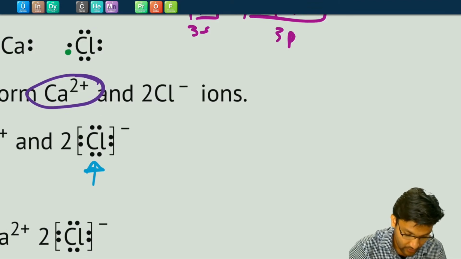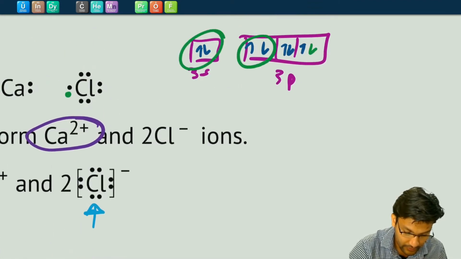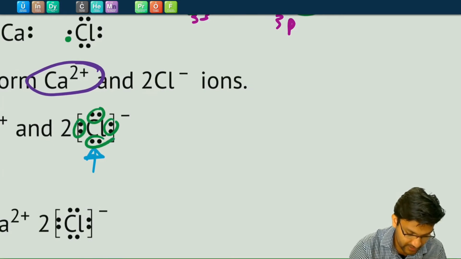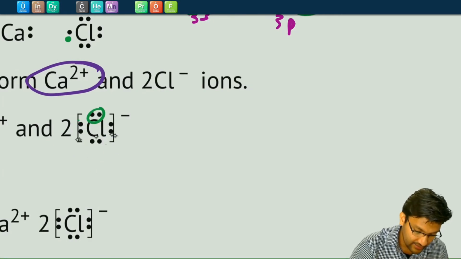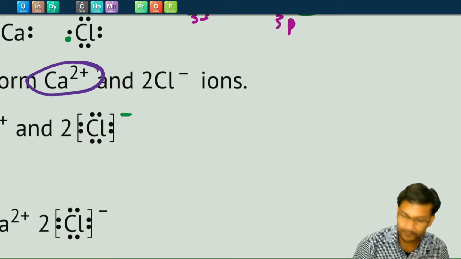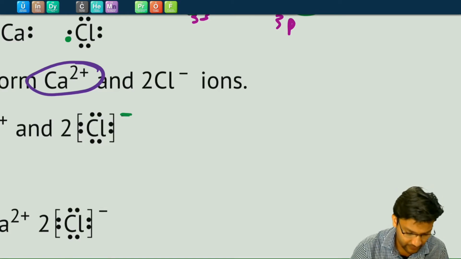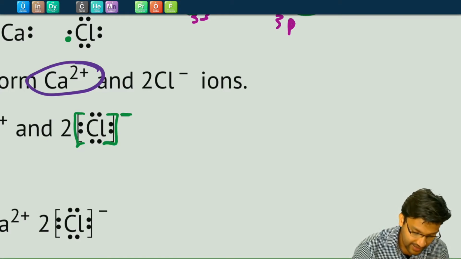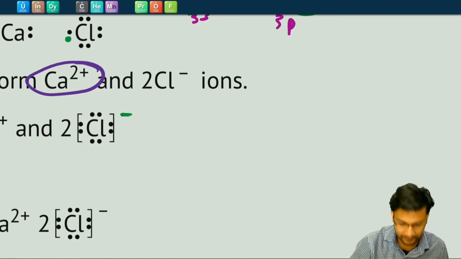And so we'll draw it with 1, 2, 3, 4 pairs of electrons. And we need to add a negative sign there to show that the whole thing has a -1 charge. And we put the whole thing in brackets, just to make it nicer.